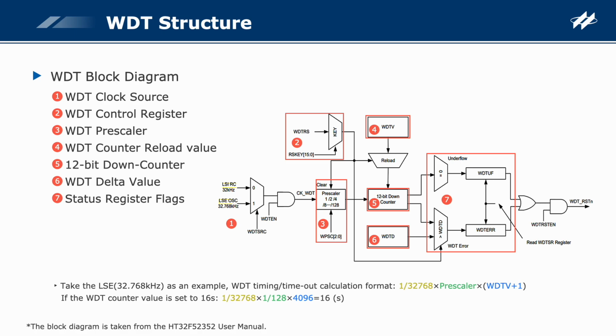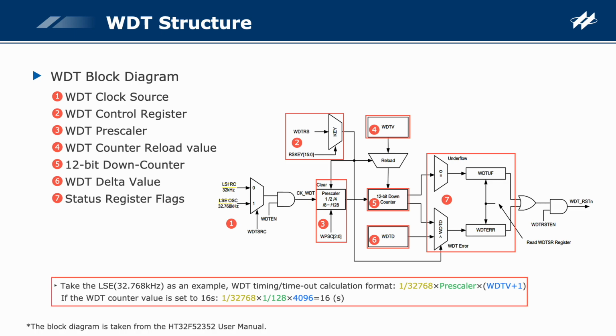While the WDT counter counts down, if the counter value is less than or equal to WDTD, reloading the counter value, that is, feeding the dog, will not generate a reset signal. If the counter value is greater than WDTD, reloading the counter value will cause a WDT error and generate a reset signal. The following WDT timing formula is provided for reference only.